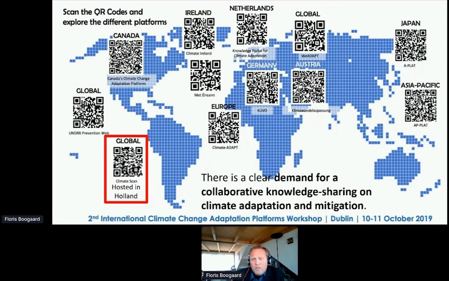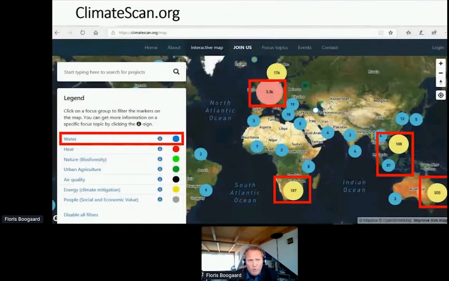You can see that most countries have their own platform. There are some global ones. One of the global ones is Climate Scan, which is hosted from the Netherlands and has a lot of examples of floating structures and nature-based solutions. Just to show you a map, it's open source, with more than 5,000 projects mapped. You can see Asia, quite a high number, also the Netherlands or Europe for that reason, and also Australia and Africa. There are a lot of projects on floating projects, and I'll show some later.